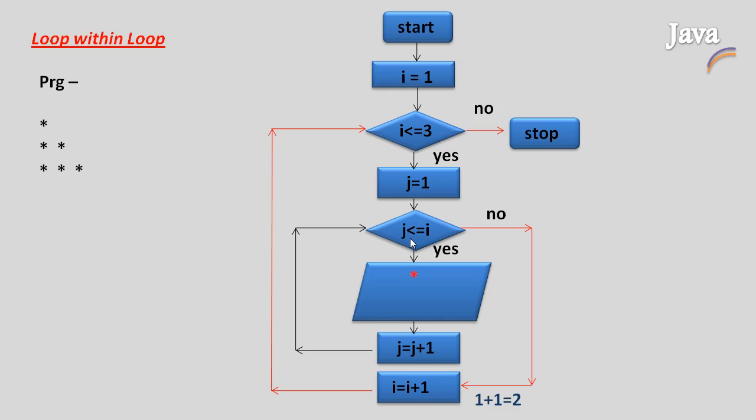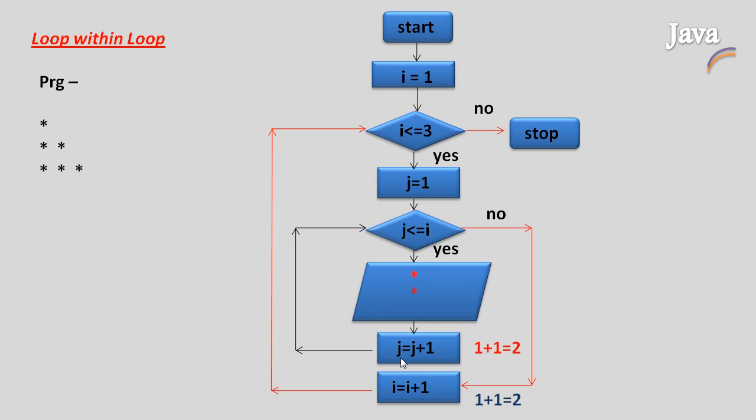The value of j is 1. What is the value of i? It is 2, so 1 less than 2, okay, 1 less than 2, the condition is true, so it's going to print the asterisk sign. So in the next row the asterisk is going to print, okay. Then the inner loop is going to work, so the value of j is going to increment. What? 1 plus 1, that is 2.